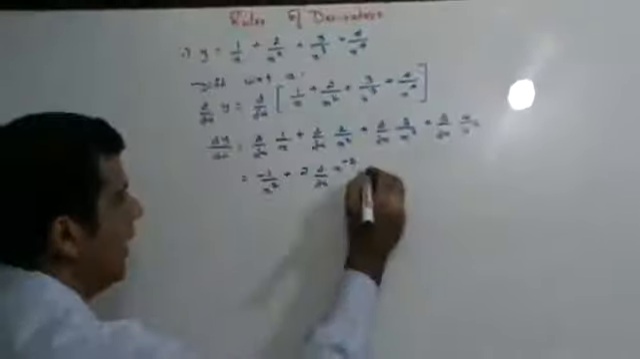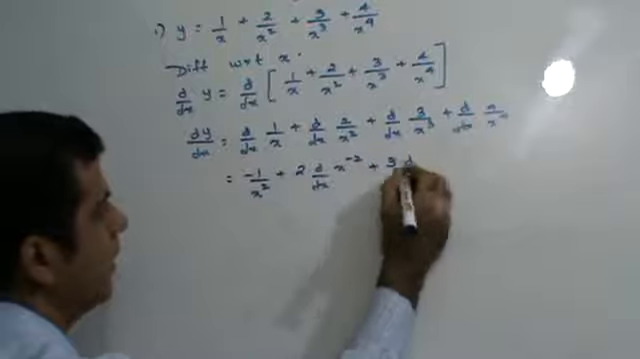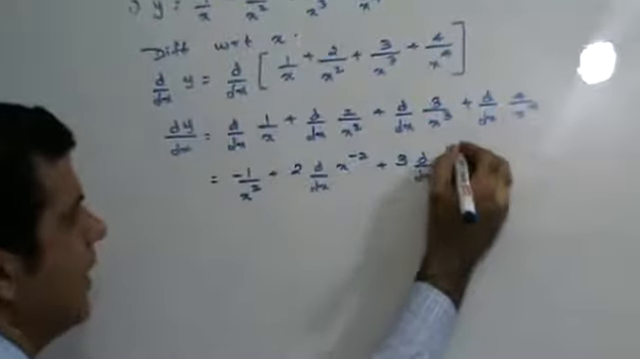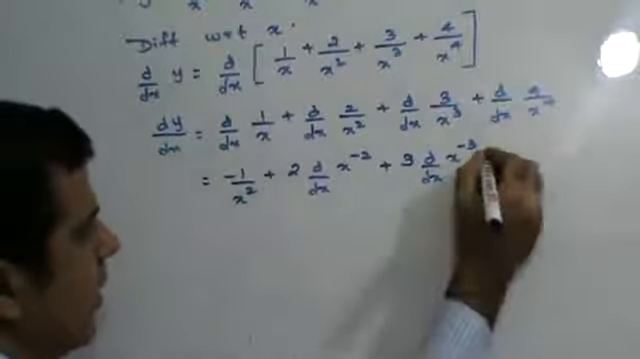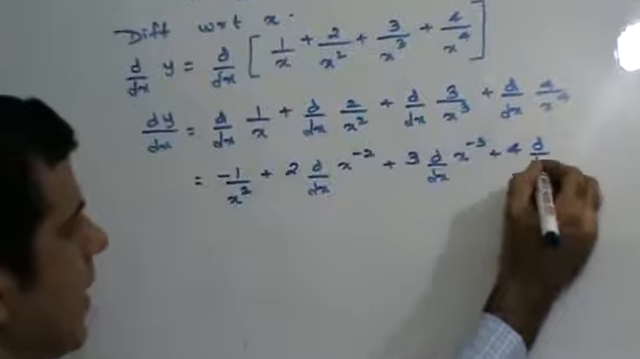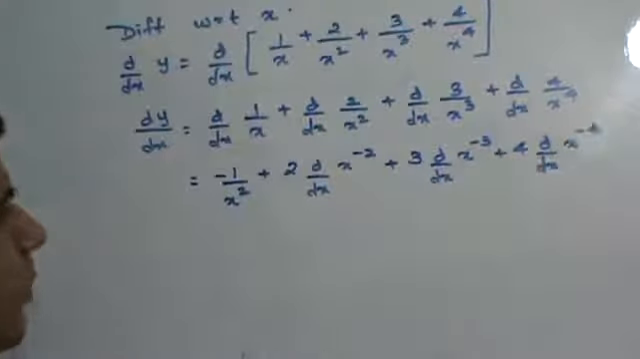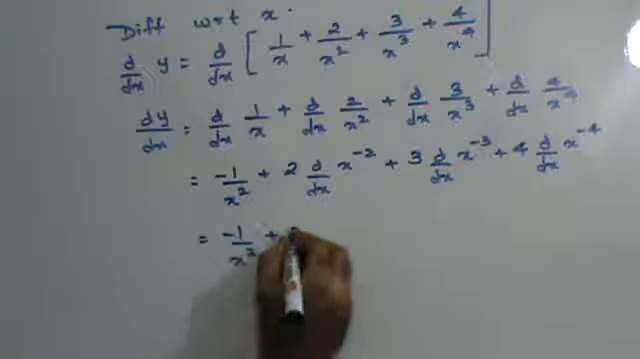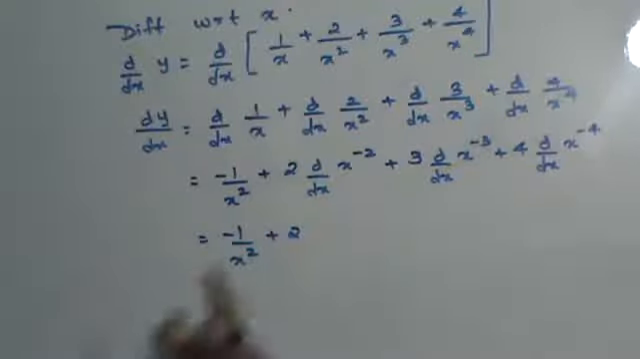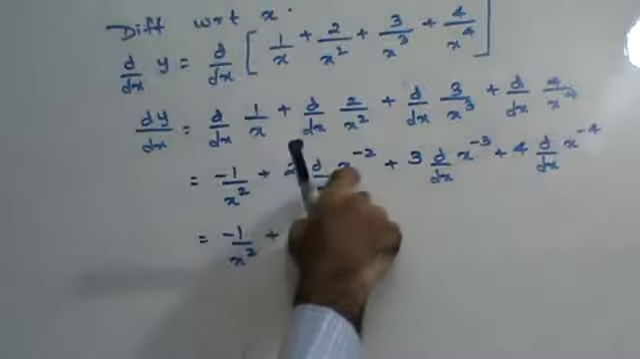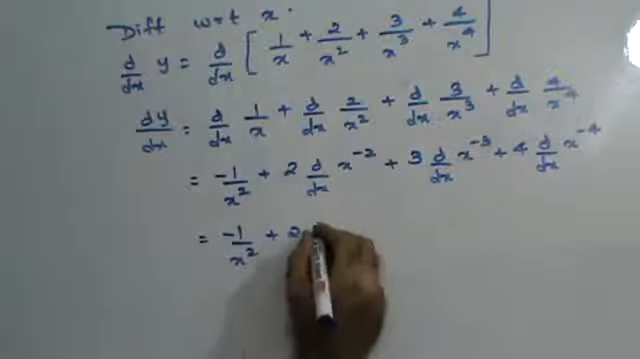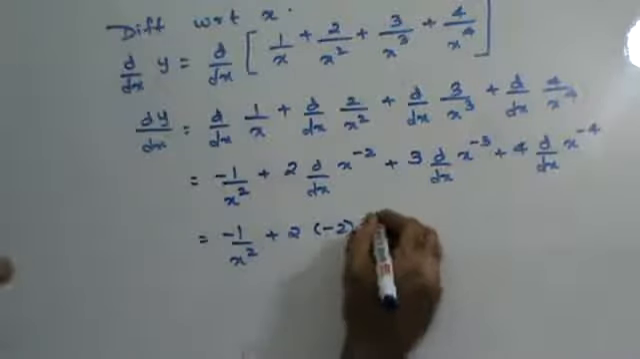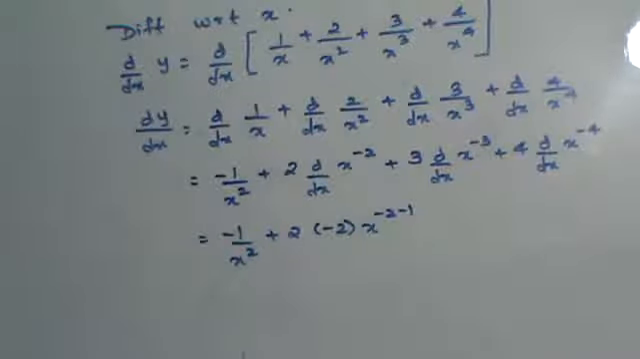Right? Same way, 3 is a constant, comes outside the derivative. This will be d by dx of x raised to minus 3. 4 is a constant, d by dx of x raised to minus 4. This is minus 1 upon x square plus 2. You will use the formula d by dx of x raised to n, which is nothing but n x raised to n minus 1.